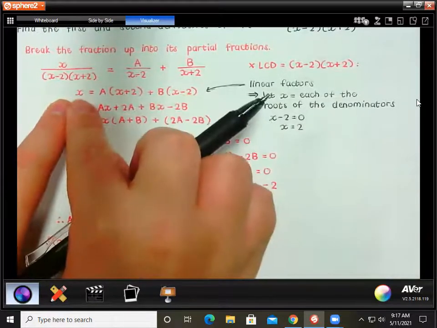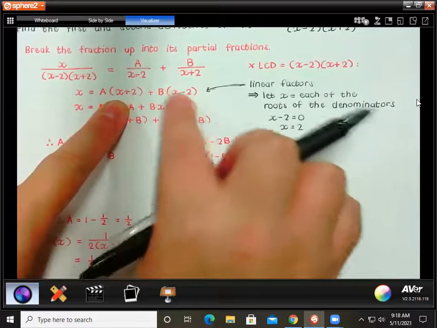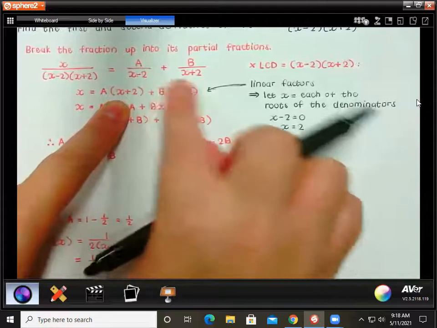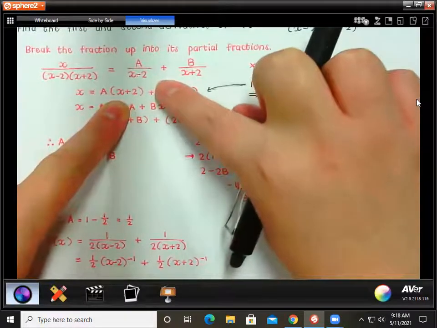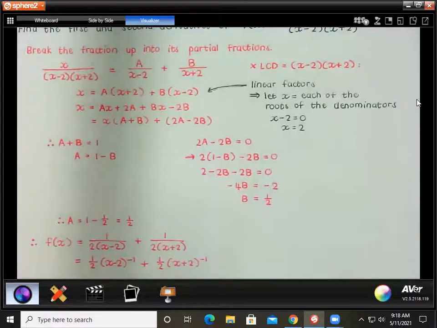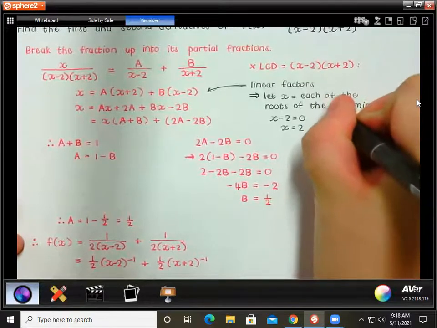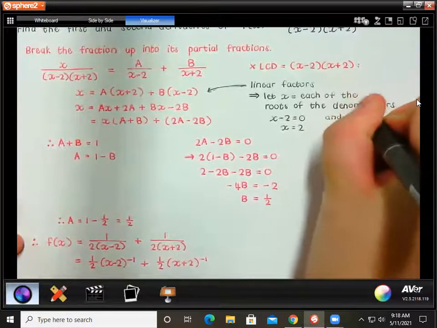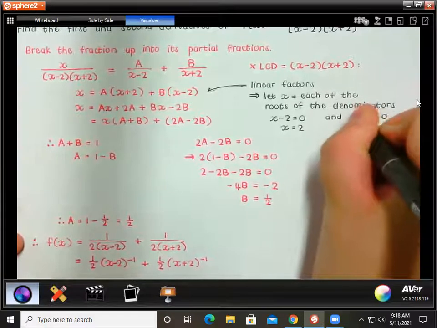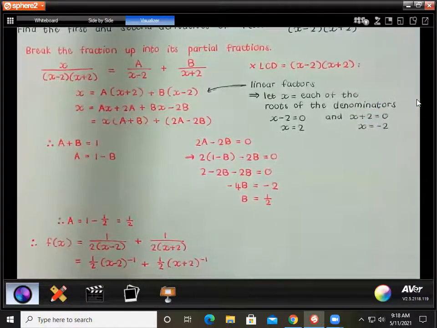So you're going to say 2 equals a times 2 plus 2 plus b times 2 minus 2, sorry. So this whole term is actually going to go away. Sorry, let me actually just write it down properly. So you're going to sub in both of these, x plus 2 equals 0. So you're going to get x equals negative 2. All right, those are the two values that you're going to sub in.